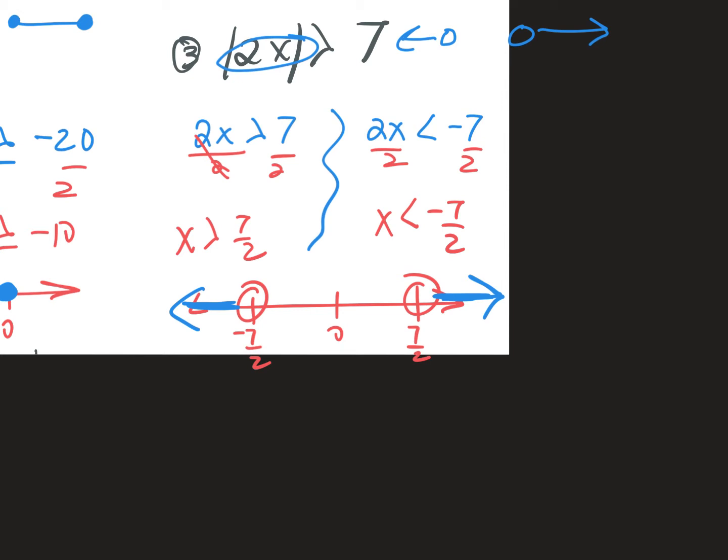You can also look here. This is telling me to go from 7 over 2 to the right, and this one is telling me to go from 7 over 2 which way? To the left. So interval notation-wise, I'd say negative infinity to negative 7 over 2, parenthesis, union, 7 over 2 to infinity. How come I use parentheses on everything? Because it's open, and we always use parentheses on infinity.